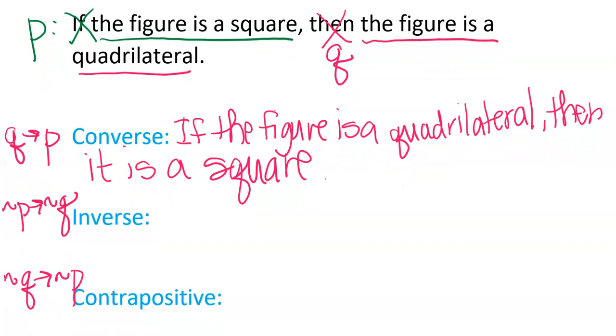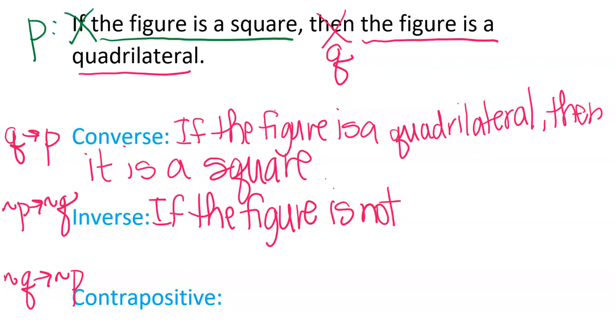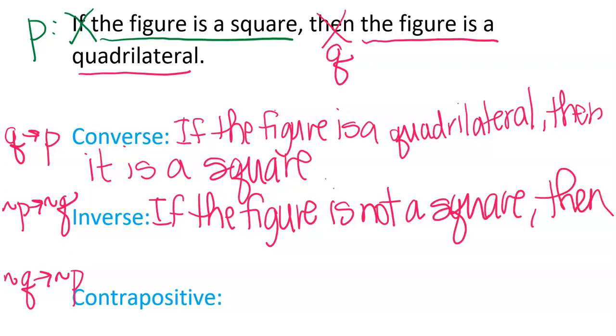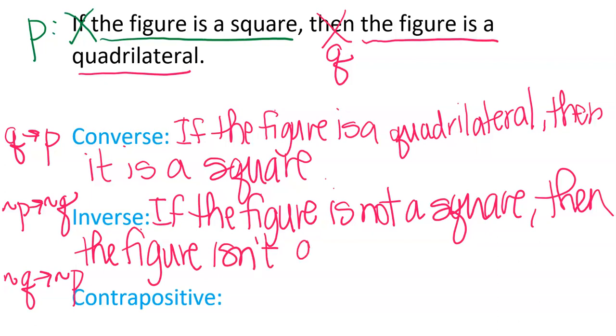Okay, inverse now says, I want to keep the order of the original, but I want to put not in each part. So I'm going to write it like this. If the figure is not a square, then I'm going to negate the second part too. The figure is not, or isn't, a quadrilateral.